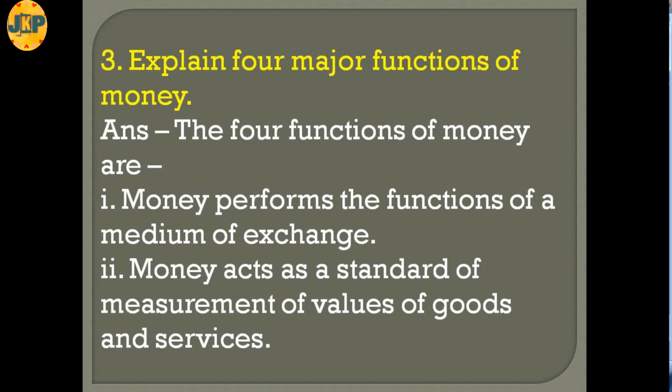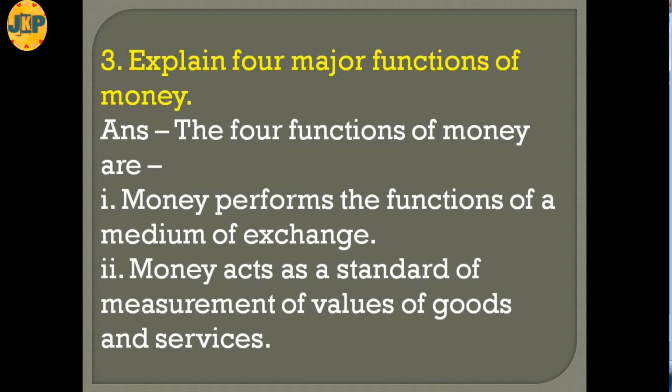If we talk about point number one, money performs as the medium of exchange. Yes, this is the most important function of money because it is the medium of exchange. Number two is money acts as a standard of measurement of values of goods and services. So whatever goods and services we have in the market, for all the things there is a price, and the standard of price generally we call is what?